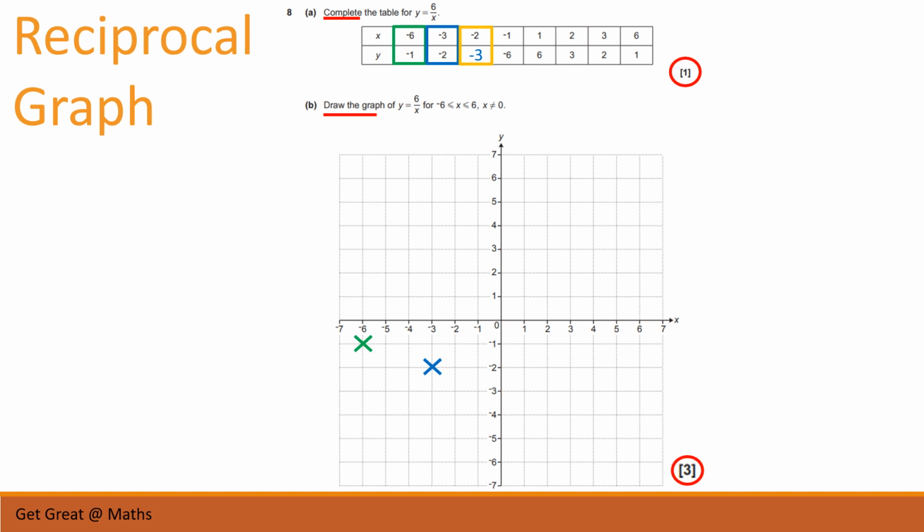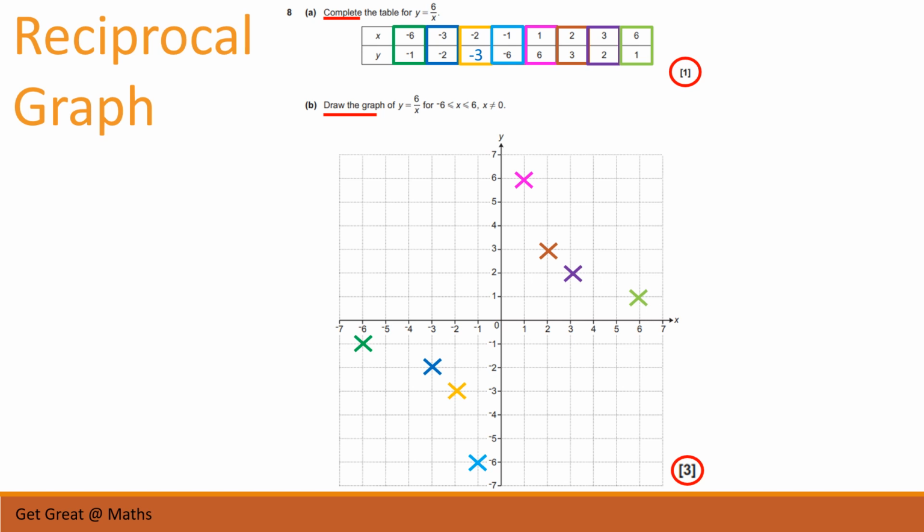The next coordinate is -2, -3. So we go 2 to the left and 3 down. Then we've got the coordinate -1, -6. So that's 1 to the left and 6 down. And we can do the same on the other side. So we've got 1, 6 as a coordinate, 2, 3, 3, 2, and the last coordinate is 6, 1.